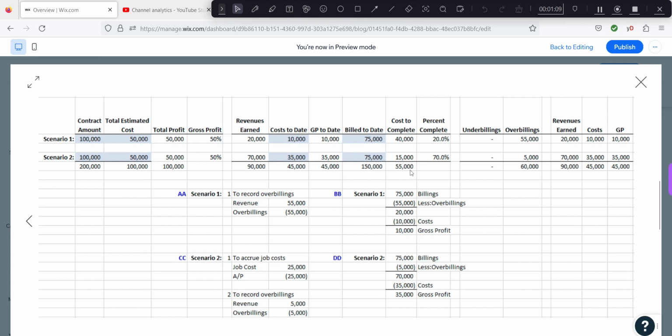You go to scenario 2, it's a little more believable, right? Because there's $15,000 in cost to complete. So, to say you've billed 75% of the job with $15,000 left seems reasonable. You've completed 70% of the project. And this overbilling doesn't look as goofy in comparison to your bill to date. So just from the aesthetic standpoint of looking at it to see if it looks right or looks goofy, scenario 2 looks better. And it makes more sense.